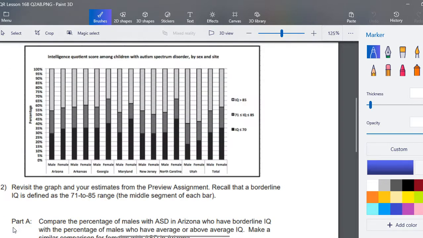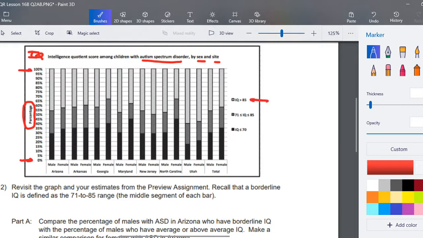So now, looking back at question 1, it says, by looking at the graph, what observations do you have or what patterns do you see? Anytime you go to look at any graph, notice what it's talking about. This one is talking about intelligence quotient among children with ASD by sex and site. On the vertical axis, it's percentage from 0 to 100.